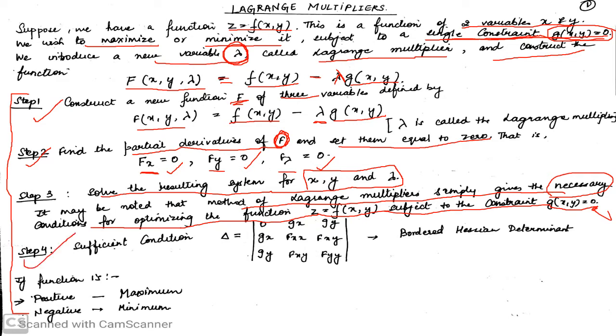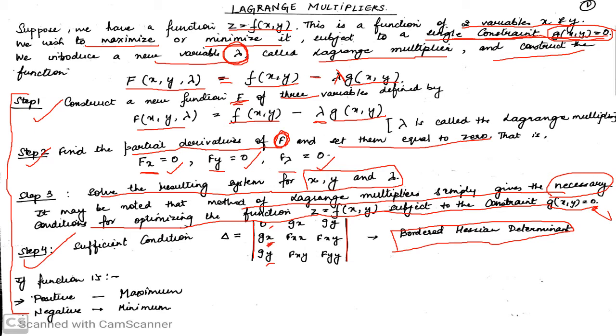Now, for the sufficient condition, we have step 4, which is known as the bordered Hessian determinant. It means in step 4, you have to find a determinant. Now, determinant of what? That is the question. How will you form the determinant? First, you write 0. Then this will be gx and gy. What are gx and gy? This is the derivative with respect to x.